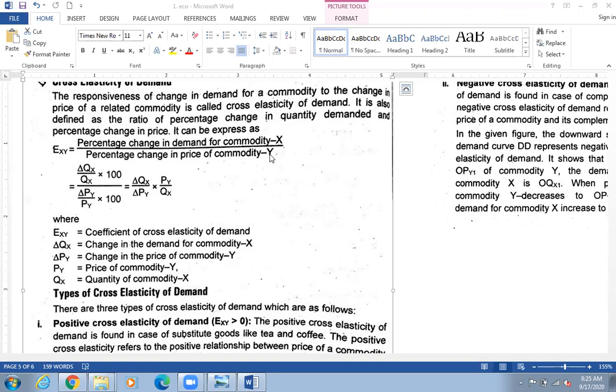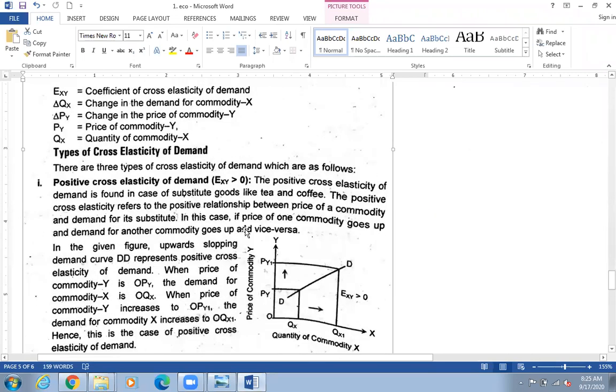Y can also mean income, but in this topic Y is not income, Y is the next product. A or B, one is there. If our product is A, then you are comparing with B. So these are the two products. Now the types: there are two types of cross elasticity of demand. One is positive cross elasticity of demand, and the other is negative cross elasticity of demand.